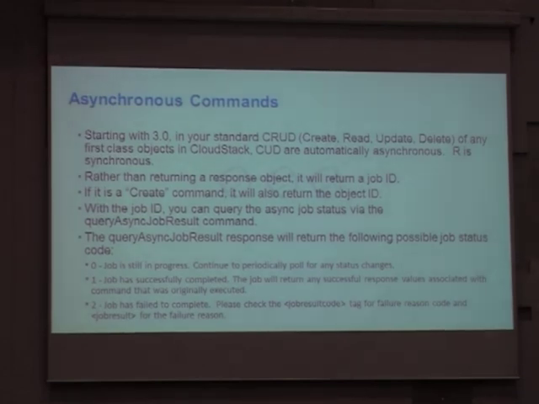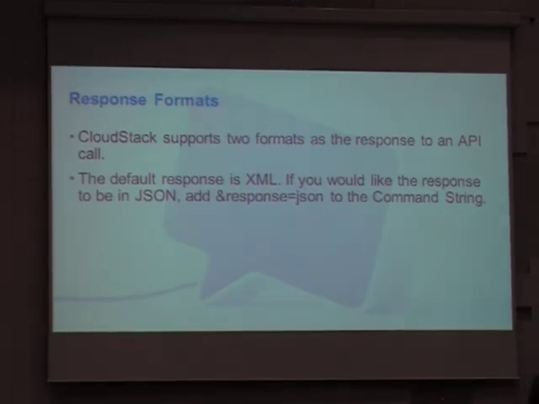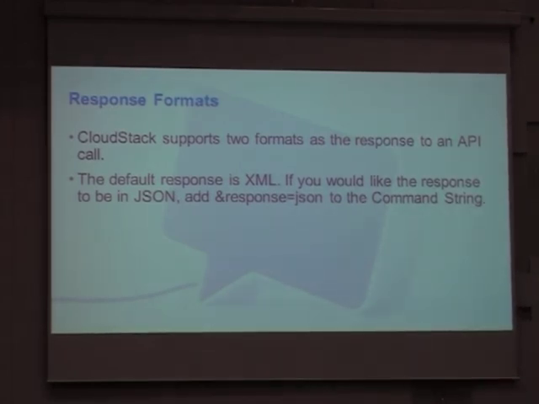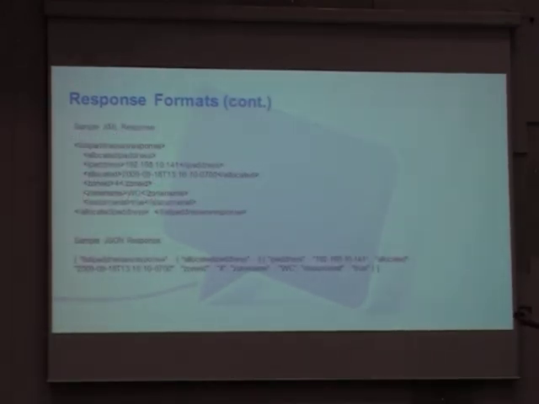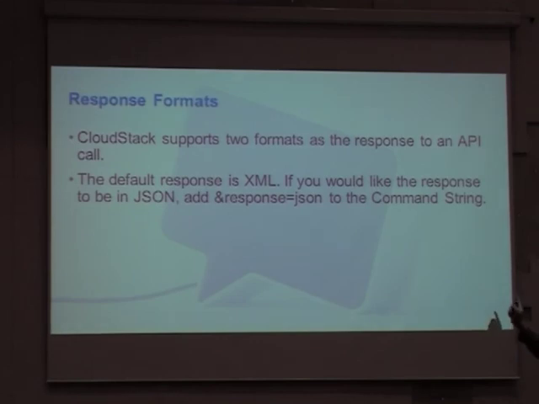Let's see. Yep. Quickly on the formats, we support two types of formats on return: one is XML, and one is JSON. I don't know what's more popular; I think JSON is a bit more popular today than XML. But any of these formats is supported by CloudStack. By default we do respond with XML, but if you append response=json, you'll get a JSON response back.